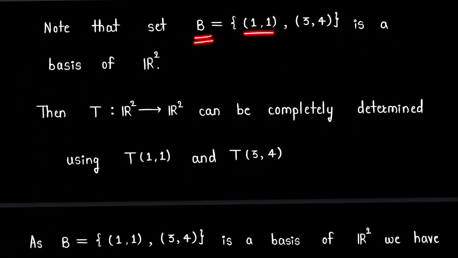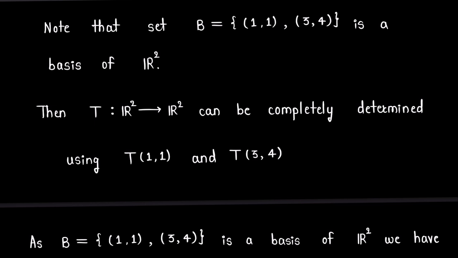Now note that the set B containing vectors (1, 1) and (3, 4) will be a basis of vector space R2. Since the dimension of R2 is 2 and we can verify that vectors (1, 1) and (3, 4) are linearly independent, B is a subset of R2 containing two linearly independent vectors, and therefore this set B will be a basis of R2. So we have got a basis of R2.